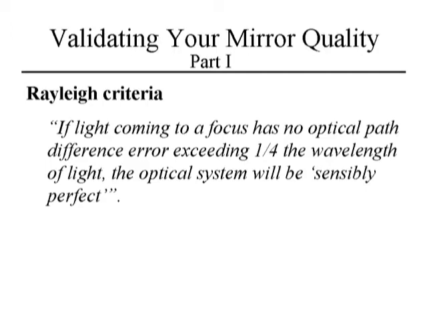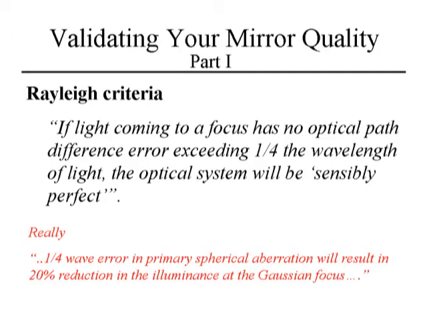I'm doing a little research on it, I want to do some more, but some tidbits that I have found so far are more like a quarter wave of primary spherical aberration will result in 20% reduction in the luminance at the Gaussian function. So really, if you get close to Rayleigh's words, you get the indication already that at a quarter wave we do have a reduction of the light in the central Airy disk, and you're just at the threshold of beginning to notice it. That still makes it a good criteria, but let's just be clear about what it says.